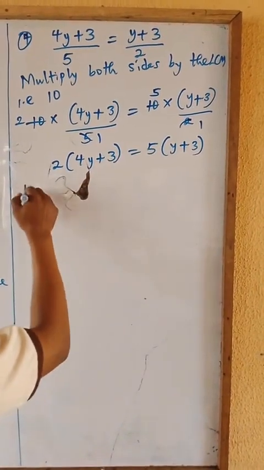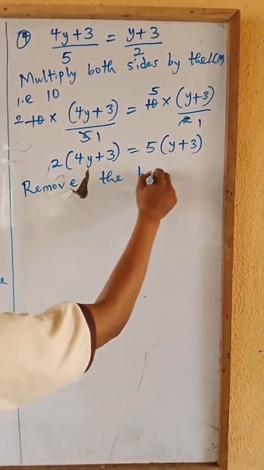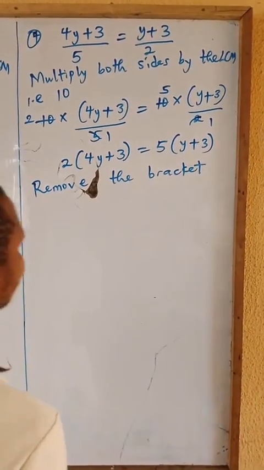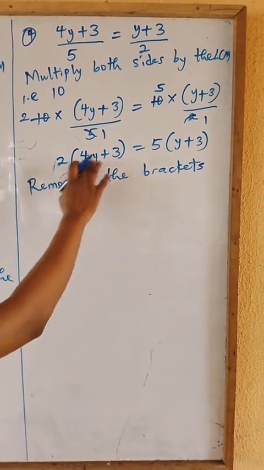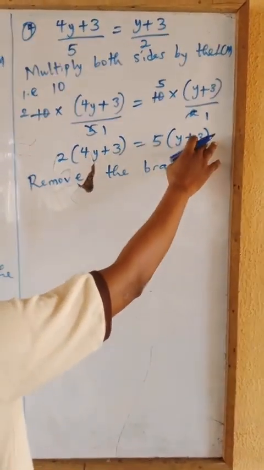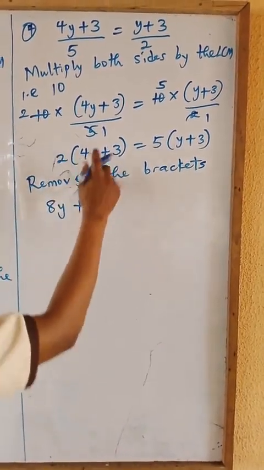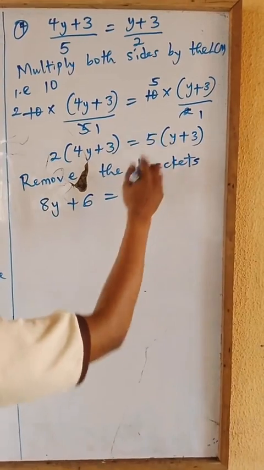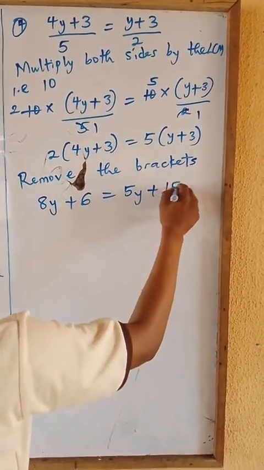Then we are going to remove the bracket. By the time we remove the bracket, that means we are going to use this 2 to multiply the element within the bracket here. Then we are going to use this 5 to multiply the element within the bracket here. 2 times 4y will give us 8y. 2 times 3 will give us 6. 5 times y will give us 5y. 5 times plus 3 will give us plus 15.